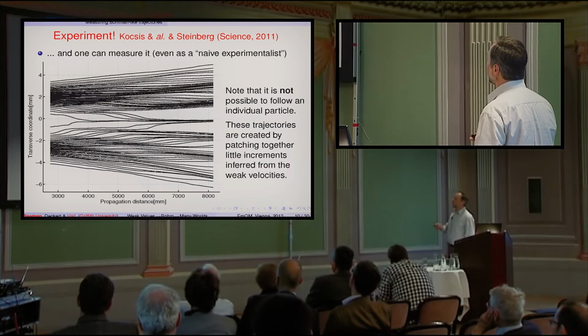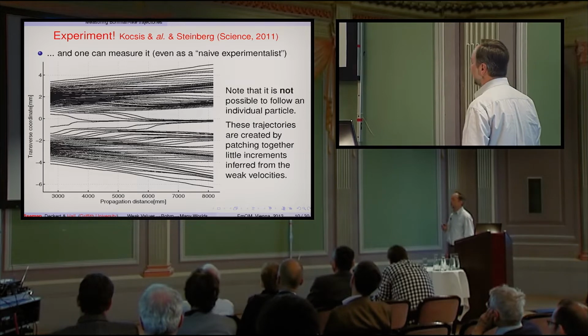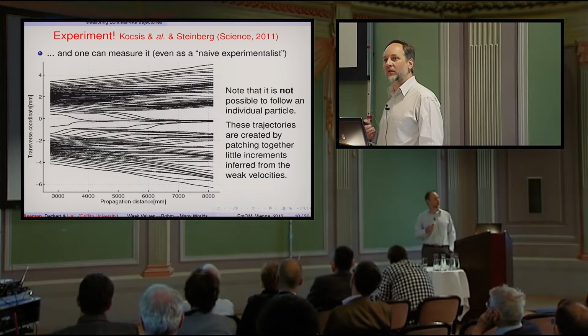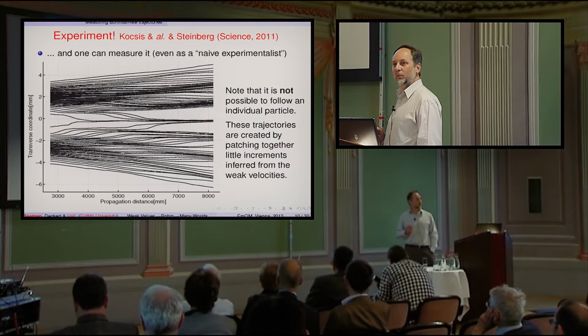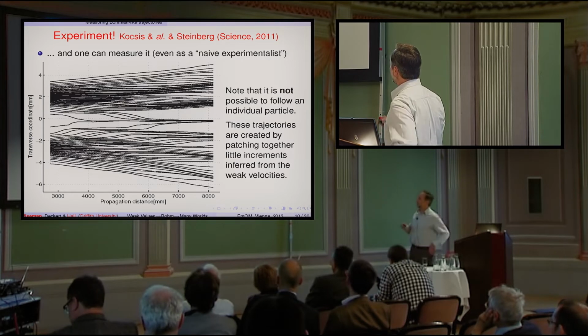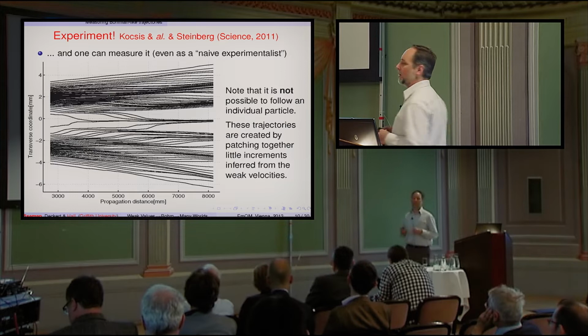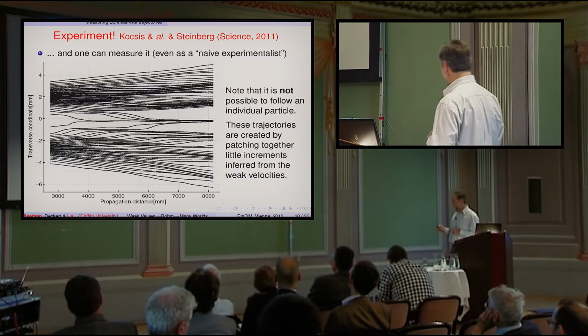So I do want to stress, and I guess the other people as well, that this is not actually following the motion of individual particles. This is patching together little bits of velocities measured locally at individual points. So these are reconstructed velocities, because the theory doesn't say that you can actually follow the particles. It just says you can measure the velocity at any given point.